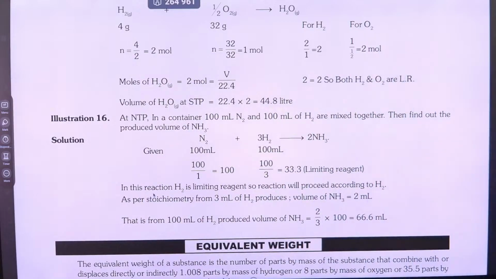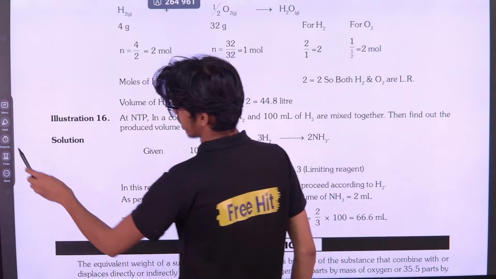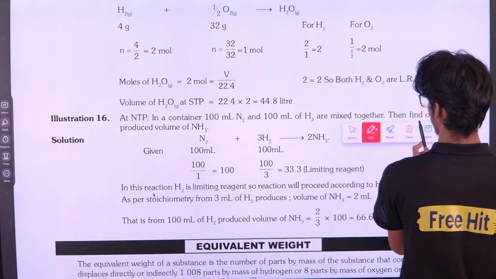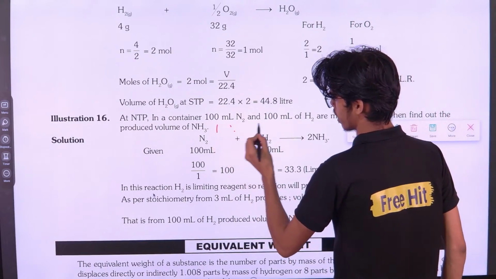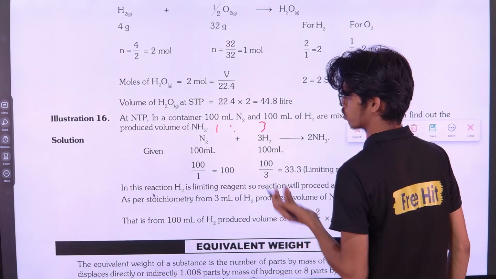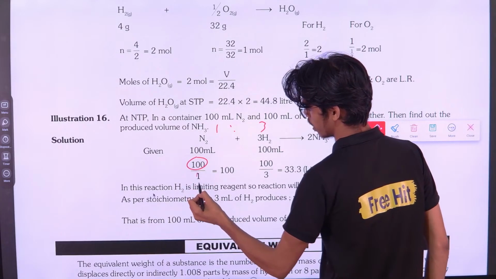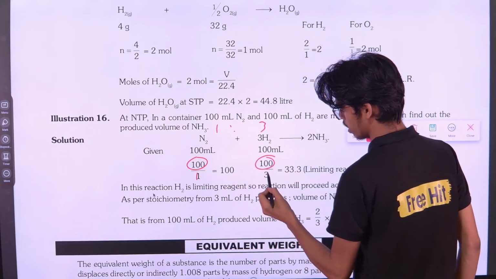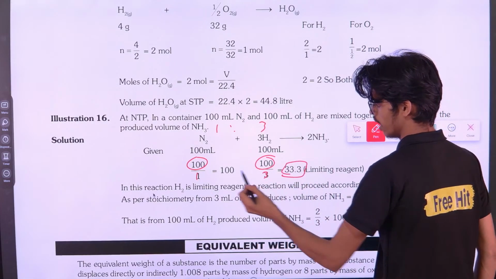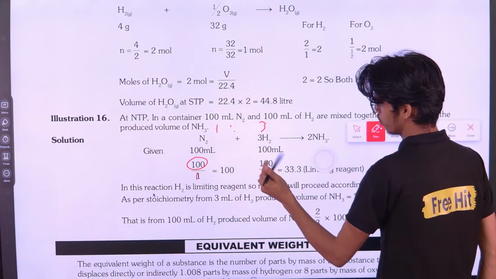I'll tell you one simple case. 1:3 is the ratio with which they are reacting. If 100 milliliter of N2 is there, it needs 300 milliliter of hydrogen, so they can't react fully. Or you can divide the 100 milliliter by the stoichiometric coefficient. The number which is lesser, that is the limiting reagent. Now this thing is going to be fully consumed.